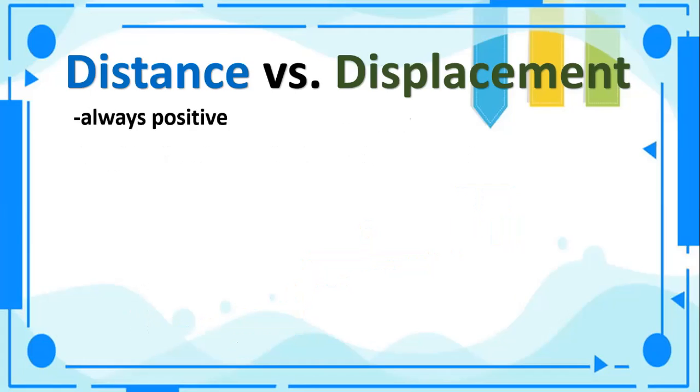Next is, distance measured is always positive, while displacement can be positive or negative depending on the reference point.